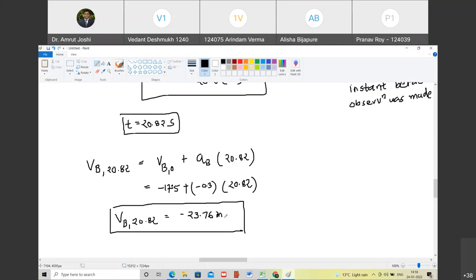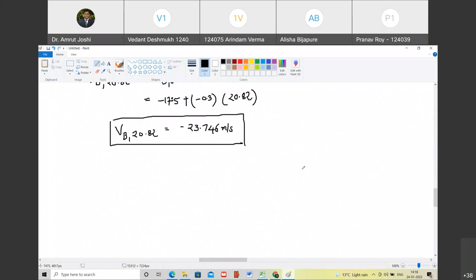23.76 meters. 746 meters per second. It is greater than its speed at the beginning. So therefore, the car is speeding up in the negative x direction. That's correct. And as it is negative, therefore, yes, it must be moving in the negative x direction.